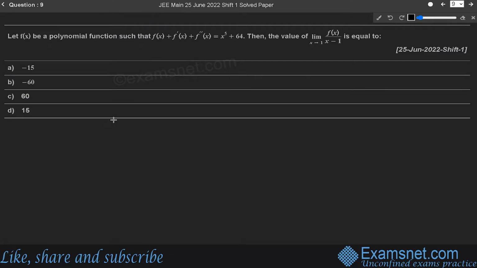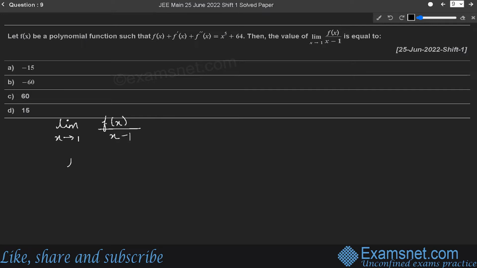Next question is, let f of x be a polynomial function such that f of x plus f dash x plus f double dash x is equal to x power 5 plus 64. Then the value of limit x tends to 1, f of x divided by x minus 1 is equal to.